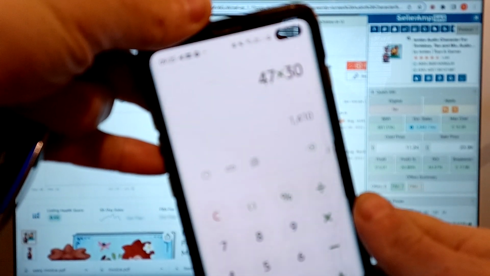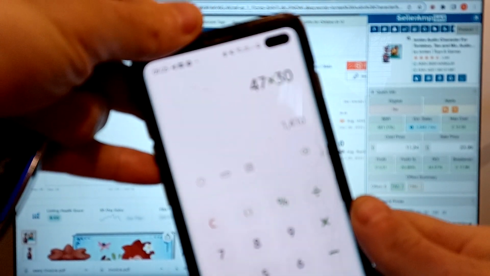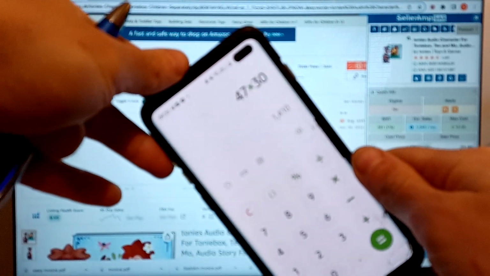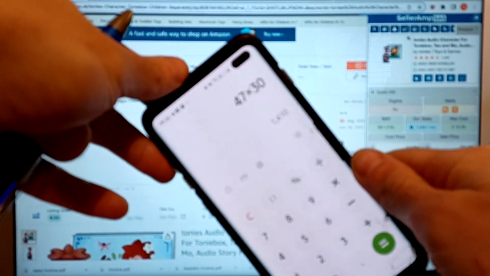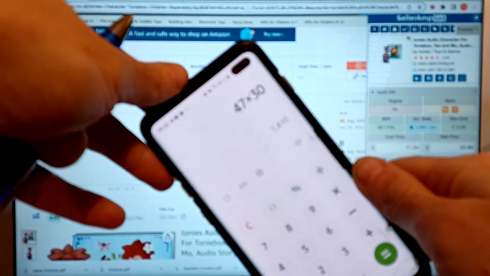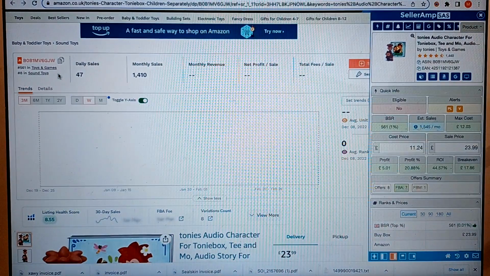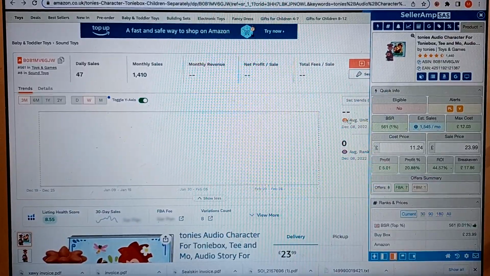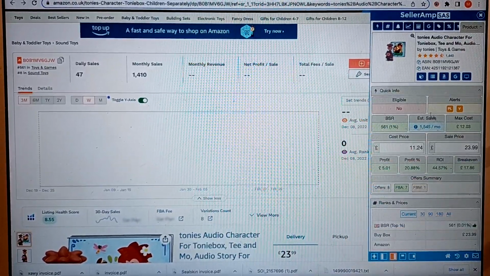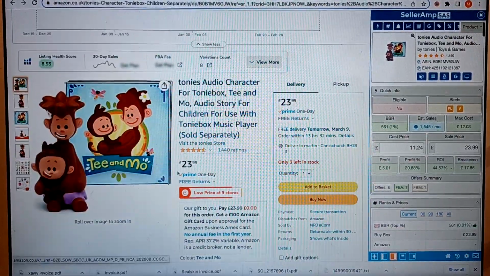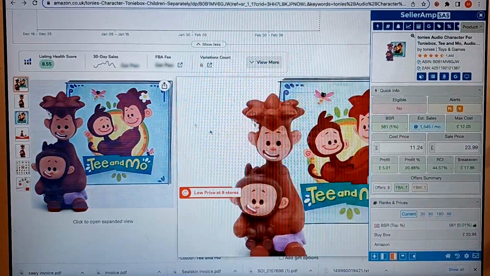Zoom in, please. Stupid camera. Anyway, you can see that says 1,000 something. It says 1,410. That's what it says. Sorry about the poor video quality, which is very close, this 1,545. And I'm sure Helium 10 would say something similar.